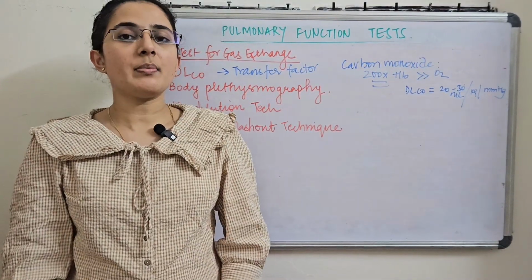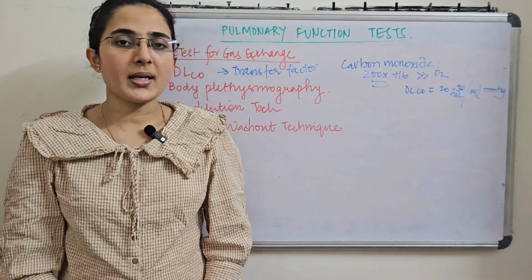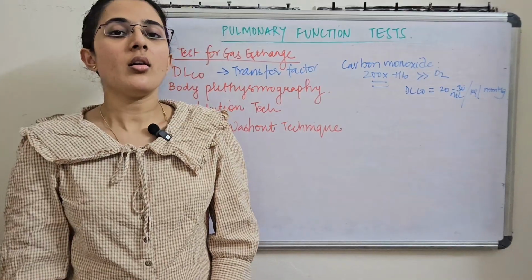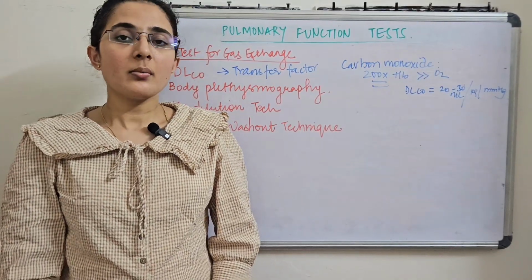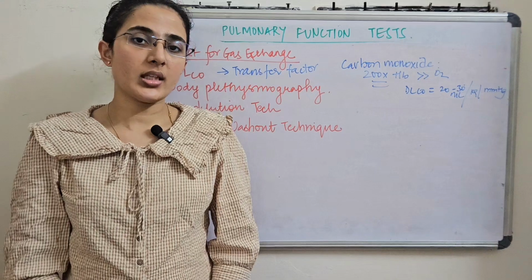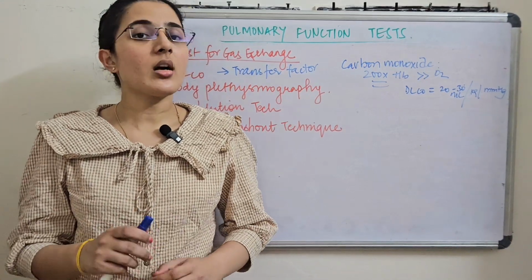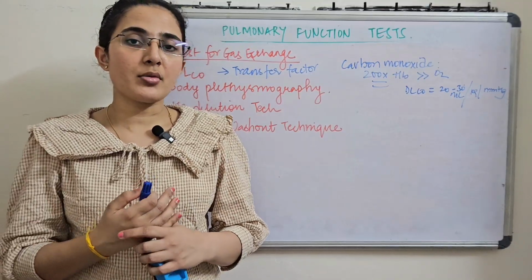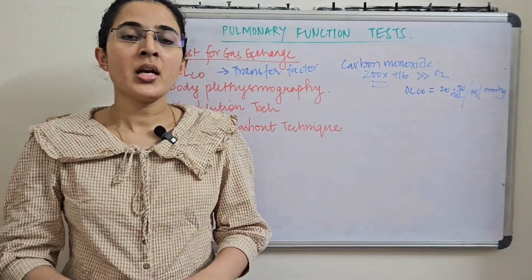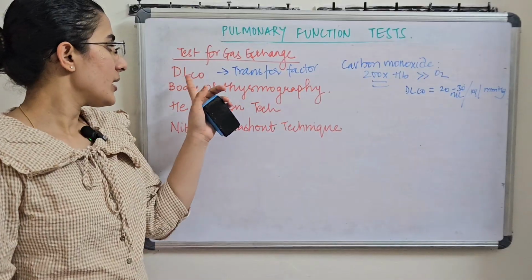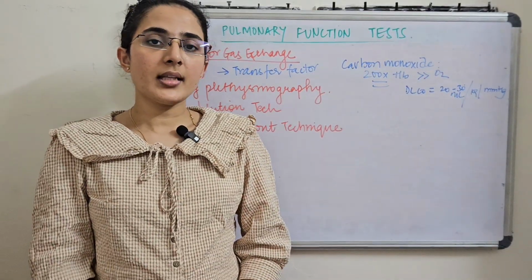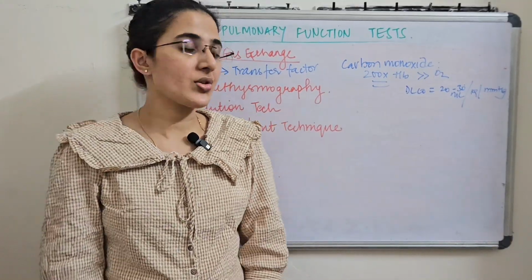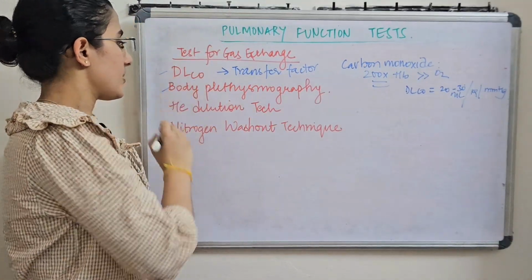DLCO will be proportionate to the total lung capacity in conditions like pneumonectomy, that is post surgery, or in conditions like kyphoscoliosis. But DLCO will be disproportionate to the total lung capacity in conditions like obstructive lung diseases, and some kind of gaseous exchange abnormalities that are present. So whenever we see DLCO, we have to remember that it will basically tell us about the efficacy of the gaseous exchange.